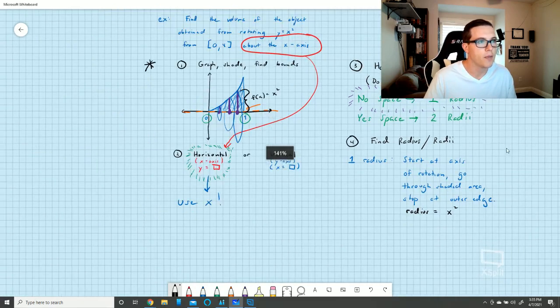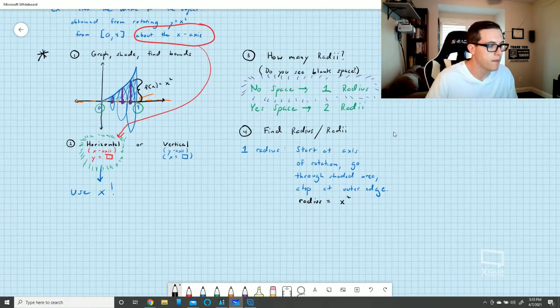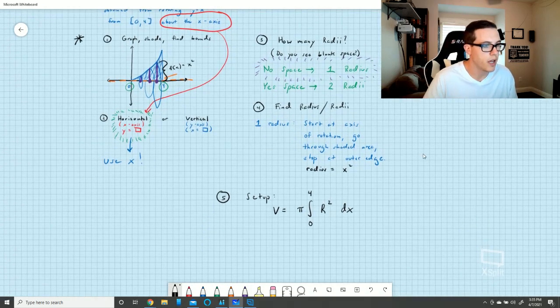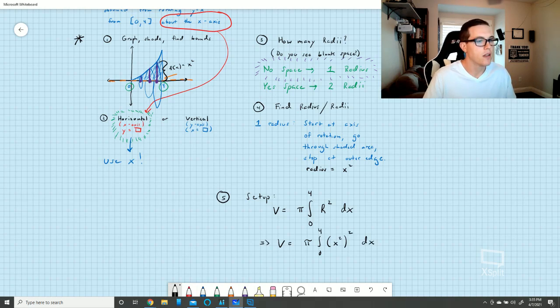So finally, I can do my setup, the payoff moment. Step 5, do your setup. Here's what the setup looks like. The volume equals, start with a pi in front, because it's part of your formula, from your start x to your end x of your radius squared, dx. Plug everything in, and you have your setup. So in this case, it is pi, integral from 0 to 4 of x squared dx. And that is the volume that we plug into Desmos.